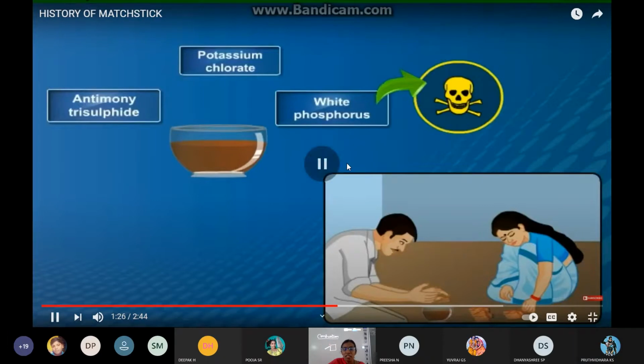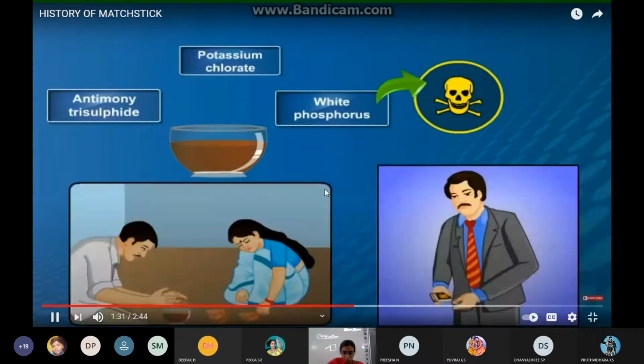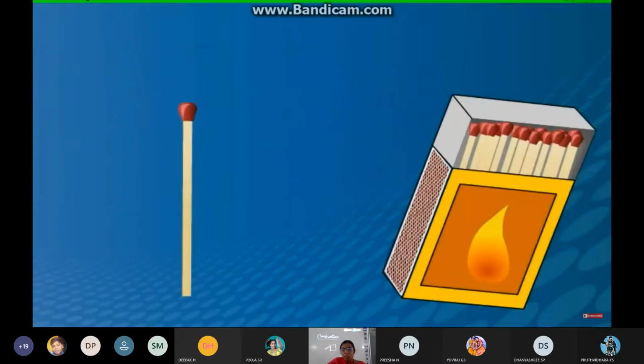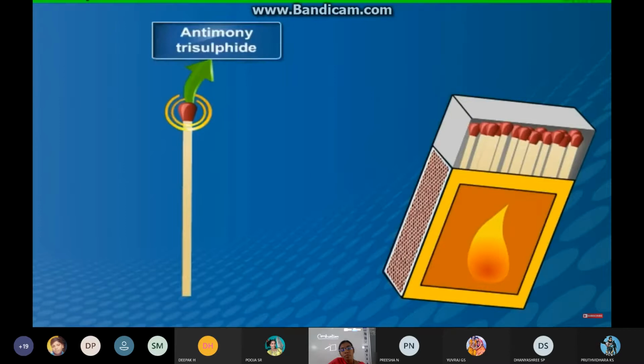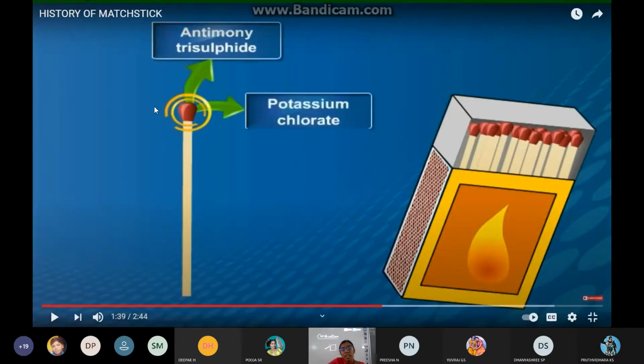So white phosphorus proved to be dangerous. Workers in the beginning were using potassium chlorate, antimony trisulfide, and white phosphorus to prepare matchsticks. But since it was dangerous for manufacturing and for the users, nowadays the head of the safety match contains only antimony trisulfide and potassium chloride. Write down. Potassium chloride.